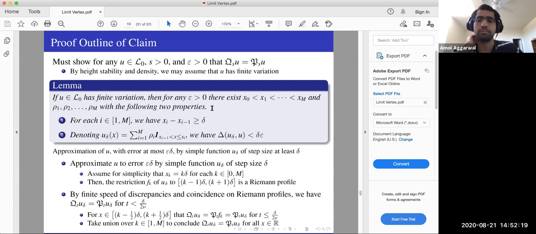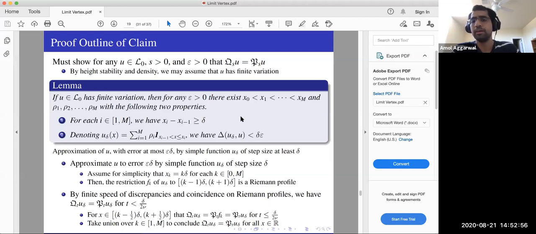Let me describe what I mean here. There's going to exist x_0, x_1 all the way to x_m, and rho_1, rho_2 all the way to rho_m with the following properties. First of all, the distances between the x's are at least delta. What that's telling me is that the step sizes are always at least delta. And second, I'm going to define this simple function, u_delta of x, which is equal to rho_i on the interval x_{i-1} to x_i. It's piecewise constant on each of those intervals. Then the distance between u_delta and u is delta times epsilon.